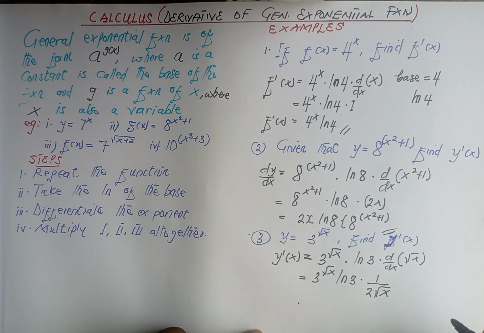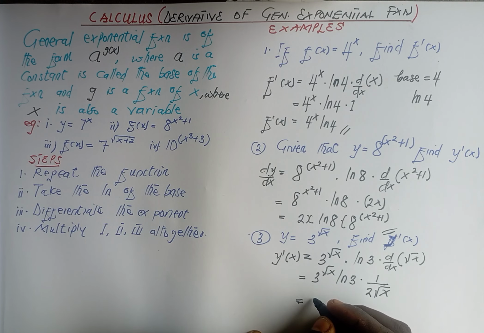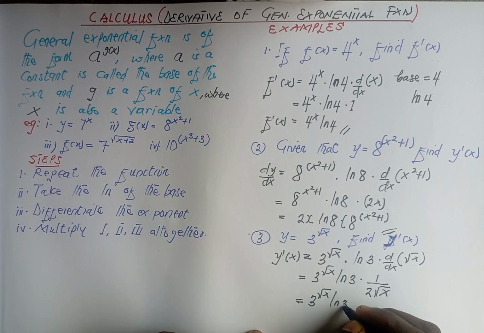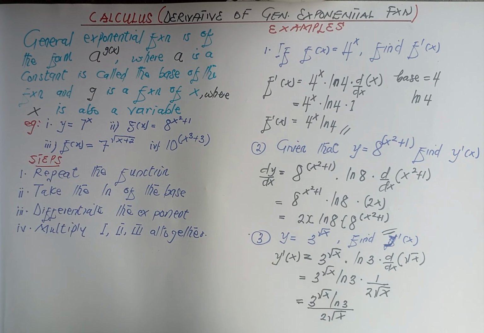So we can rearrange this to be 3 to the root of x times ln 3, all over 2 root of x. Very, very simple. Finding the derivative of general exponential functions is not all that difficult. Just follow the steps and then you are good to go. We take our next example.